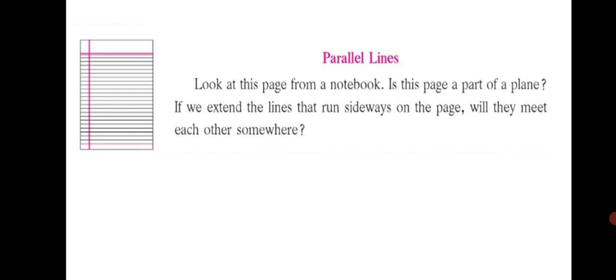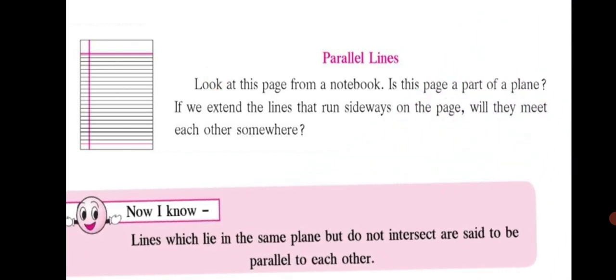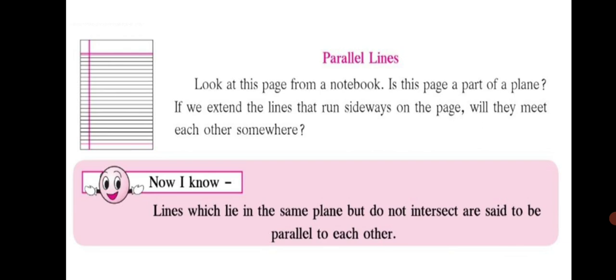Parallel lines. Look at this page from a notebook. Is this page a part of a plane? Yes. If we extend the lines that run sideways on the page, will they meet each other somewhere? No. Even if you keep on extending these lines straight, they won't meet each other because they are parallel lines. So now I know lines which lie in the same plane but do not intersect are said to be parallel to each other.